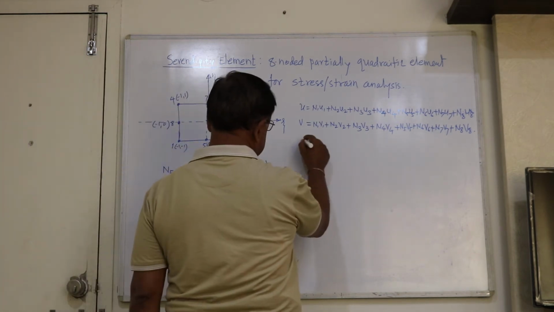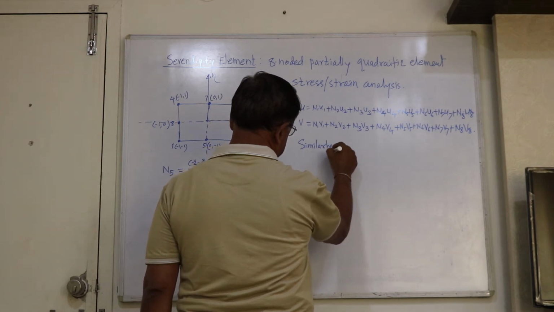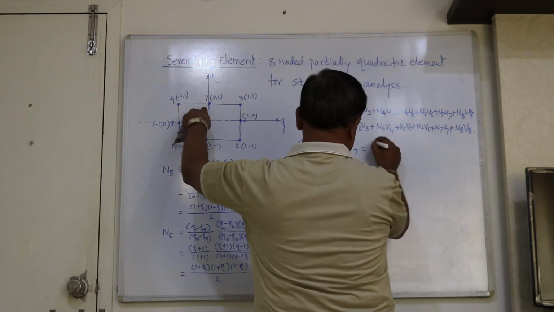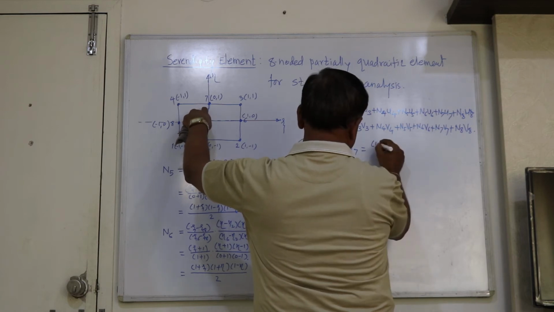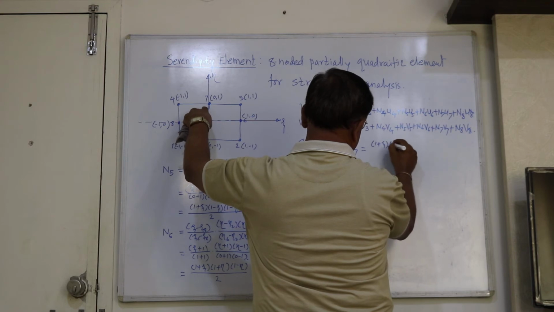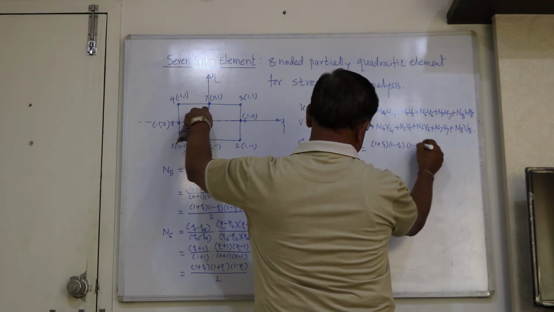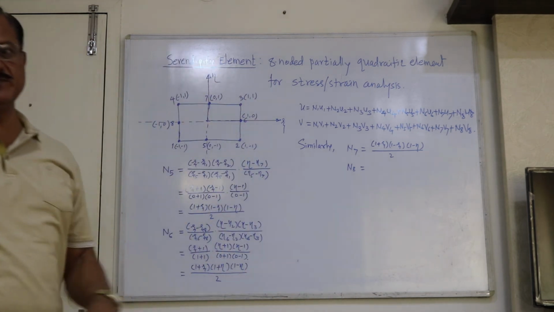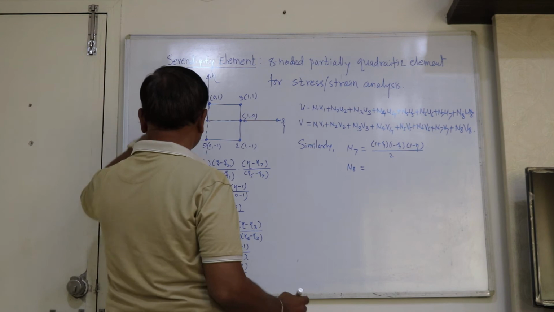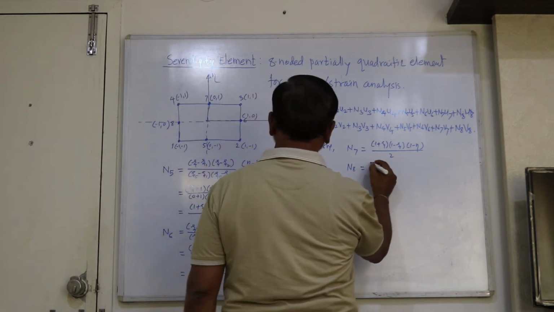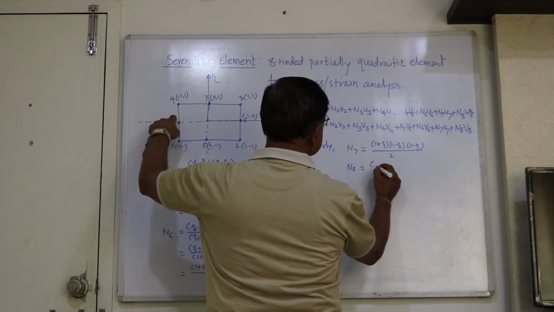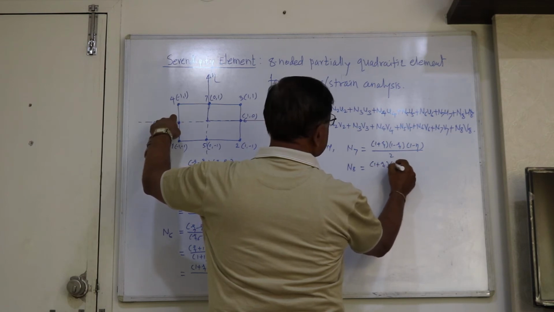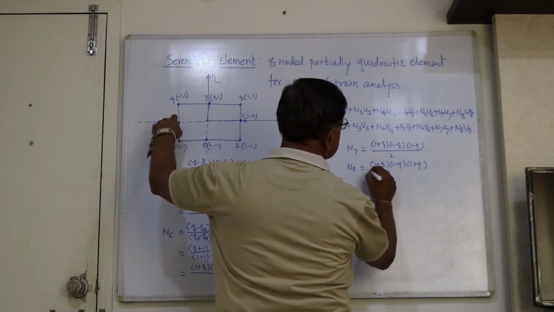Now similarly n7 is equal to, now n7 is here, so this is 1 plus xi, 1 minus xi, and 1 plus eta divided by 2. And n8 we can derive in similar manner. Then n8 will be equal to 1 minus xi, 1 minus eta, 1 plus eta divided by 2.